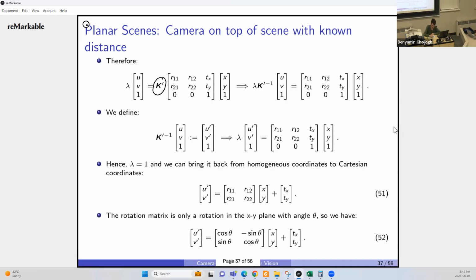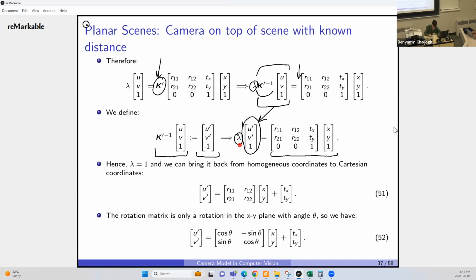Now this is a pain in the neck. Let's get rid of that. Left multiply the sides by K prime inverse. So it goes away here. Now, I define this to be U prime V prime 1, so I can replace this with this. I will have lambda here as before, and this is the right-hand side. Hence, lambda is 1.